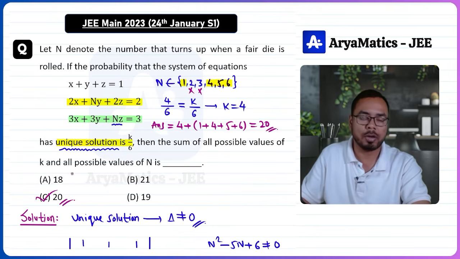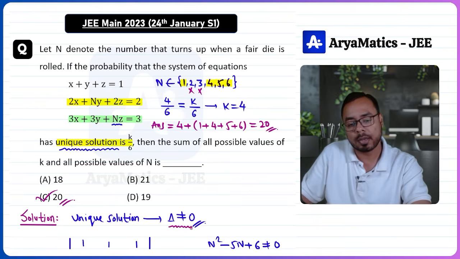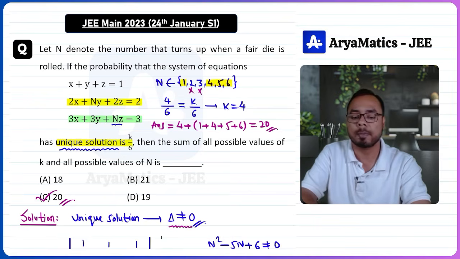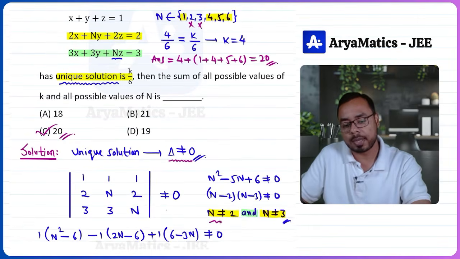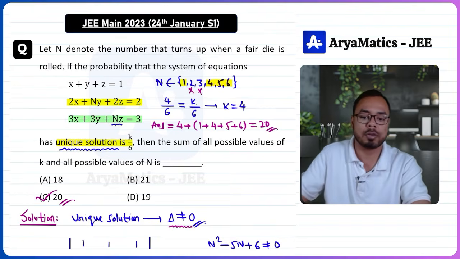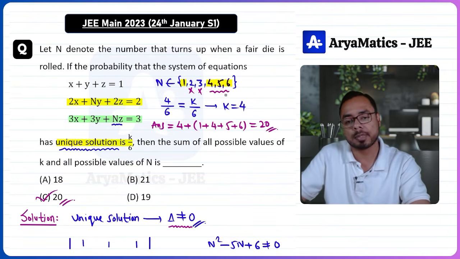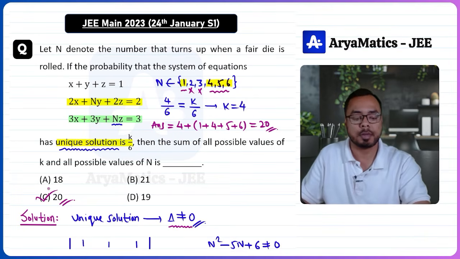Right, so this was not a difficult problem. From consistency of a system of linear equations, you have to know this condition that for a unique solution, the determinant of the coefficient matrix is non-zero. And if the determinant of the coefficient matrix is non-zero, we get this condition that n is not equal to 2 and n is not equal to 3. So four favorable cases, right? All of these except 2 and 3 are favorable cases. And total 6 cases, probability 4 by 6. From there we got k as 4. The sum of all values of k and n will be 20. And hence the correct answer is option C.